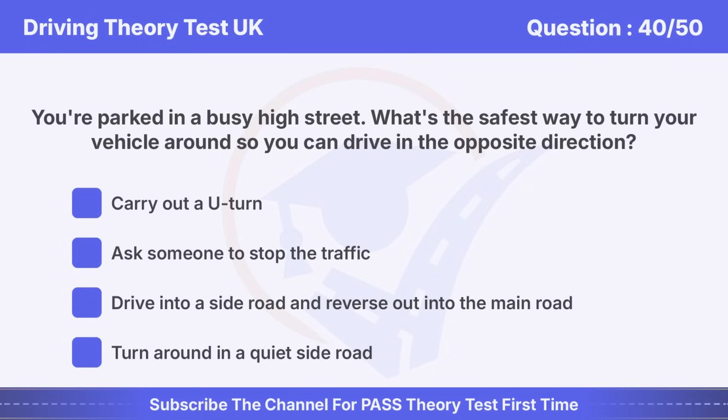Question 40. You're parked in a busy high street. What's the safest way to turn your vehicle around so you can drive in the opposite direction? Option A. Carry out a U-turn. B. Ask someone to stop the traffic. C. Drive into a side road and reverse out into the main road. D. Turn around in a quiet side road.